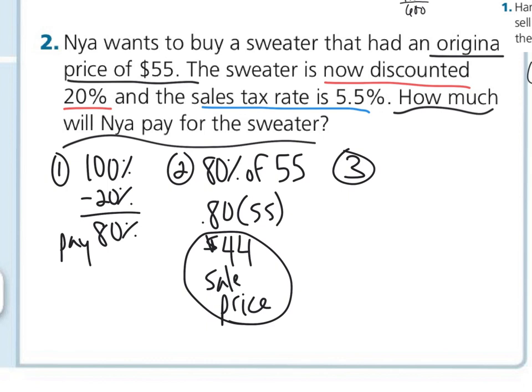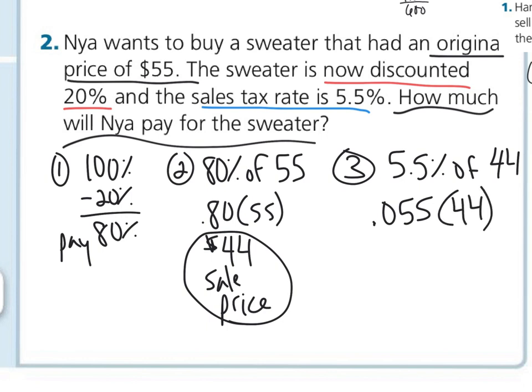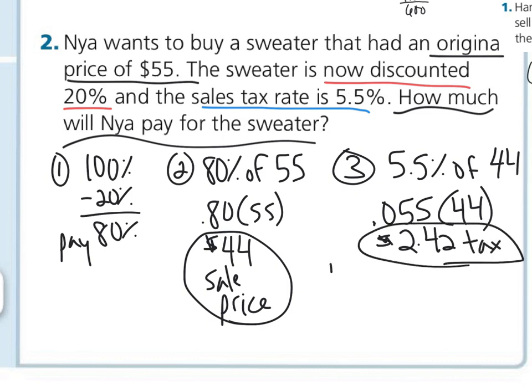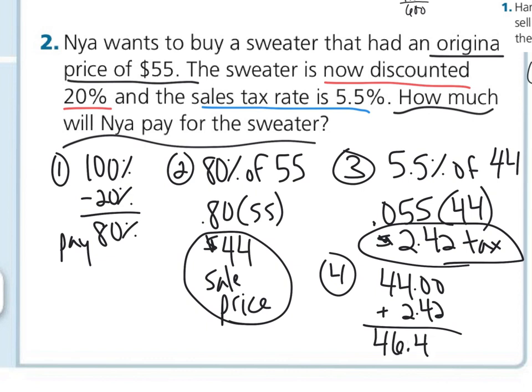So then we've got to figure out what our tax is. The tax is 5.5%. Again, different options. We'll just go ahead and go with the 5.5% as it is. Change it to a decimal. Would be $2.42. That's the amount of the tax. And then that gets added on to the $44, which would be $46.42 altogether.